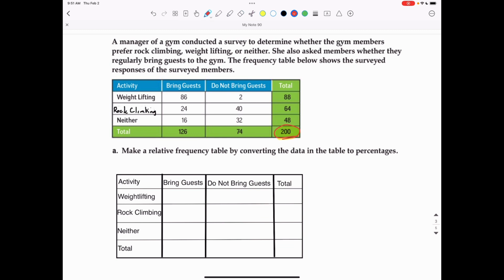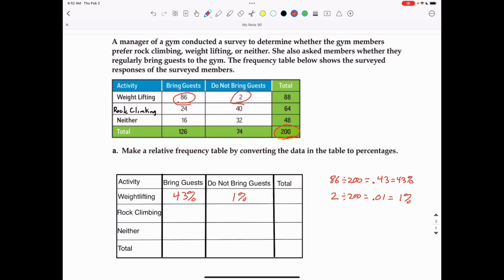So for example, the weightlifting that brings guests, that is 86 divided by 200. When you take 86 divided by 200, you get 0.43, and then convert that to a percent would be 43%. So weightlifting bringing guests would be 43%. Whereas weightlifting that do not bring guests would be the 2 divided by 200. That is 0.01, and that would give you 1%. So you're just taking, in this particular case, all of the cells divided by 200 and converting to a percent.